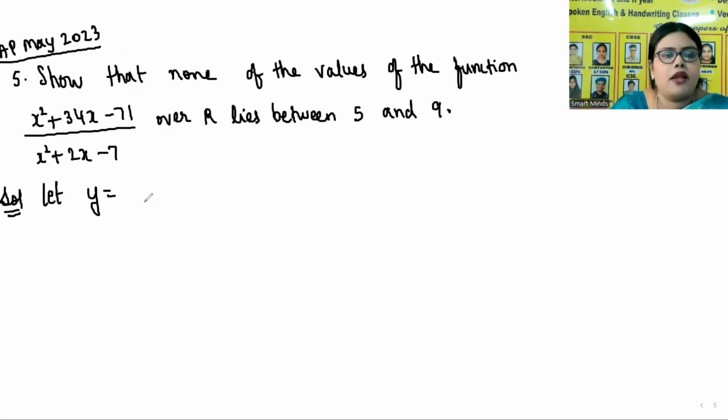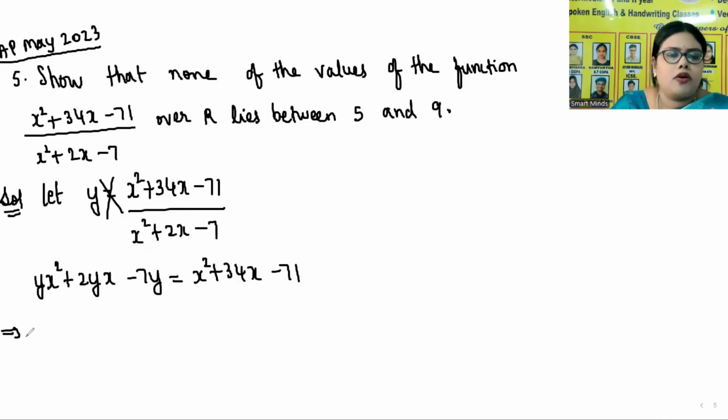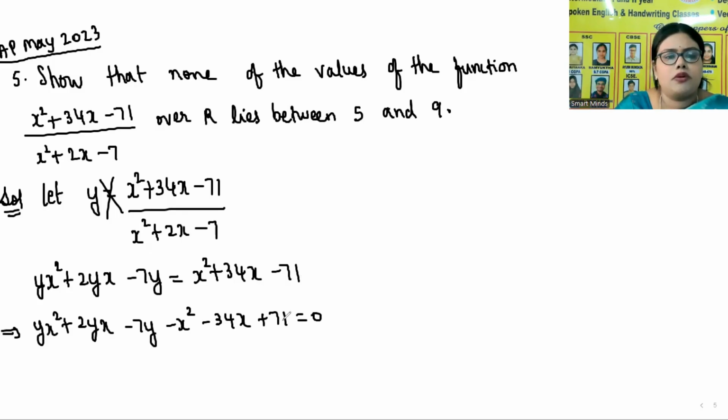First we will take y is equal to (x square plus 34x minus 71) by (x square plus 2x minus 7). Now we cross multiply, so we get yx square plus 2yx minus 7y is equal to x square plus 34x minus 71. Now take all terms to the left side: yx square plus 2yx minus 7y minus x square minus 34x plus 71 is equal to 0.